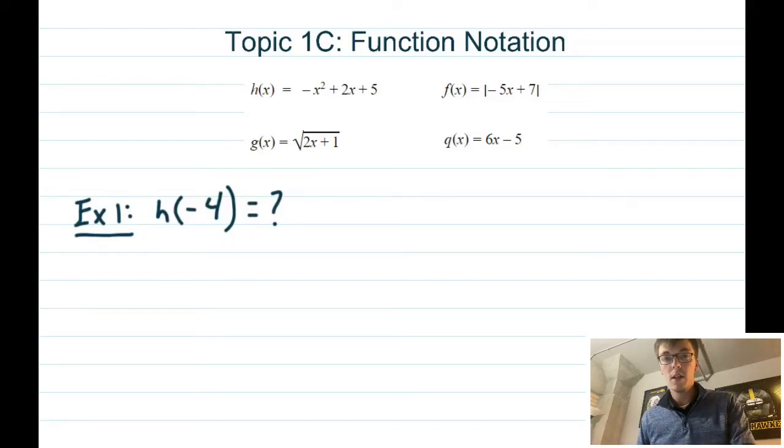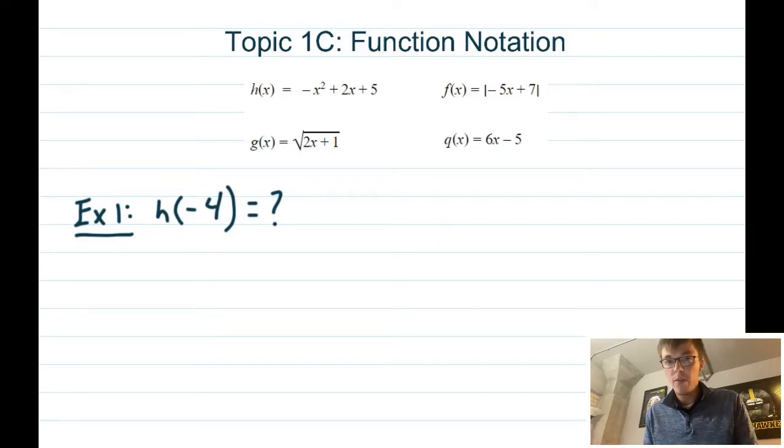Okay, this is today's topic 1C, function notation. This is going to pick up right where we left off on topic 1B, where we introduced function notation, what the input and the output are, and everything like that. This time, instead of just one equation, I've got four of them. So not only do we have to use function notation, we have to figure out which one to use.